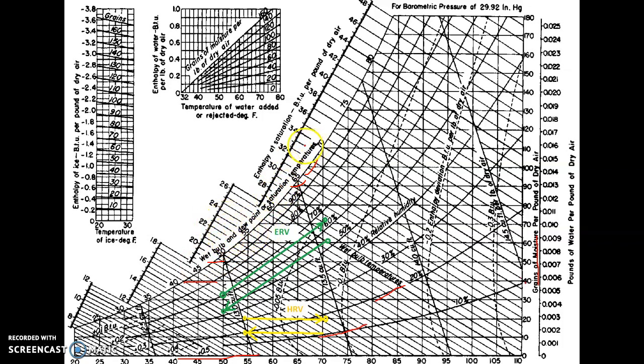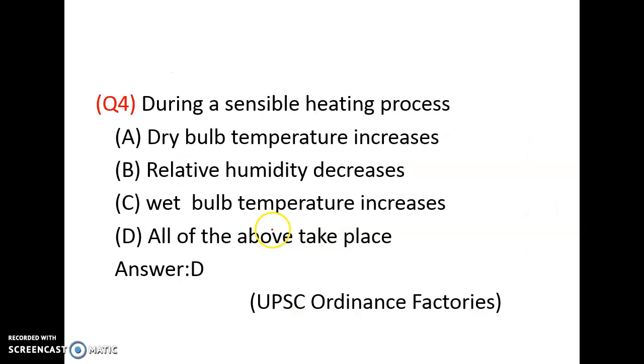These are the enthalpy lines. These inclined lines are called the enthalpy lines. These are all the different elements present in the psychrometric chart.